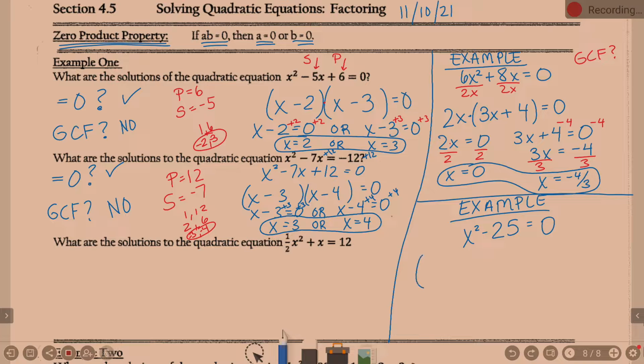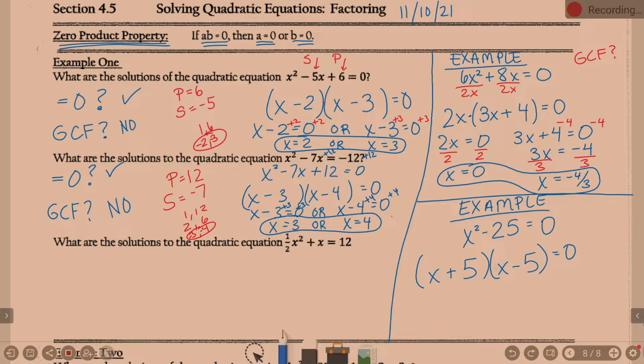It does go into 2 parentheses. What's x squared always break into? X times x, or the square root of x squared is x. Square root of 25 is 5 times 5. How do you multiply to get a negative 25? Positive and negative.